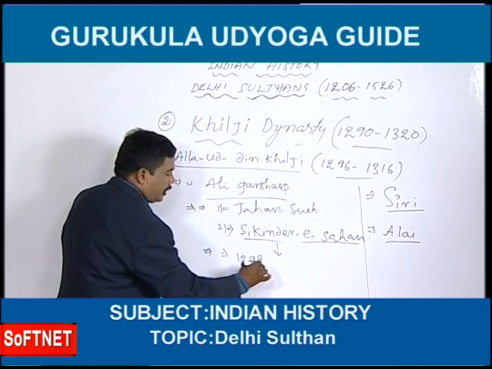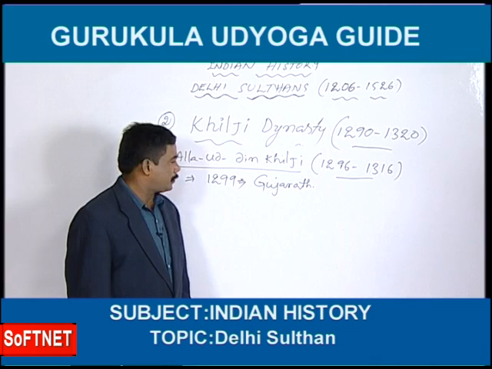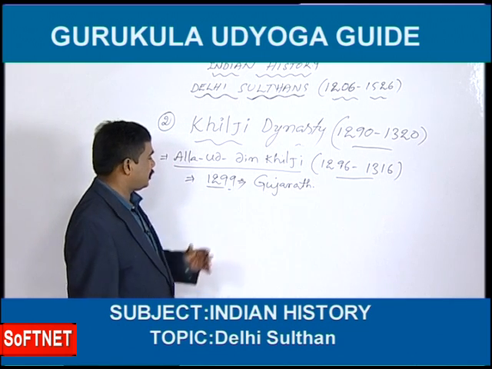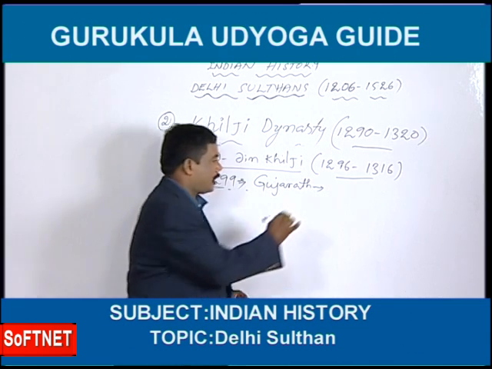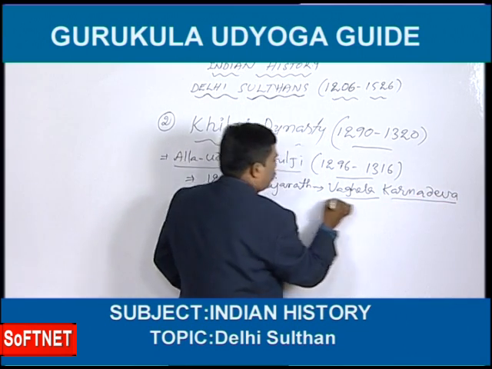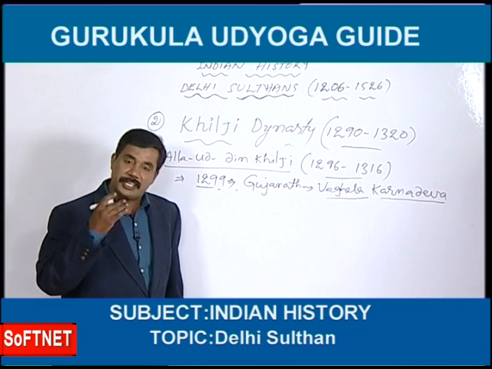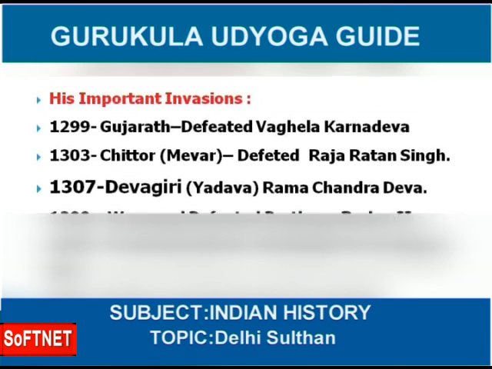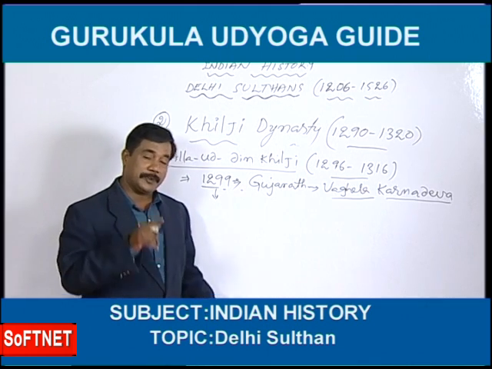In 1299, he attacked Gujarat. Especially among the invasions of Alauddin Khilji, the first invasion after becoming the ruler was the Gujarat invasion. The Gujarat ruler was Waghela Karnadeva. Gujarat was the richest area in those days, as well as today, and it was the richest kingdom also. Alauddin Khilji attacked Gujarat and defeated Waghela Karnadeva, who left Gujarat and escaped to Devagiri along with his daughter.